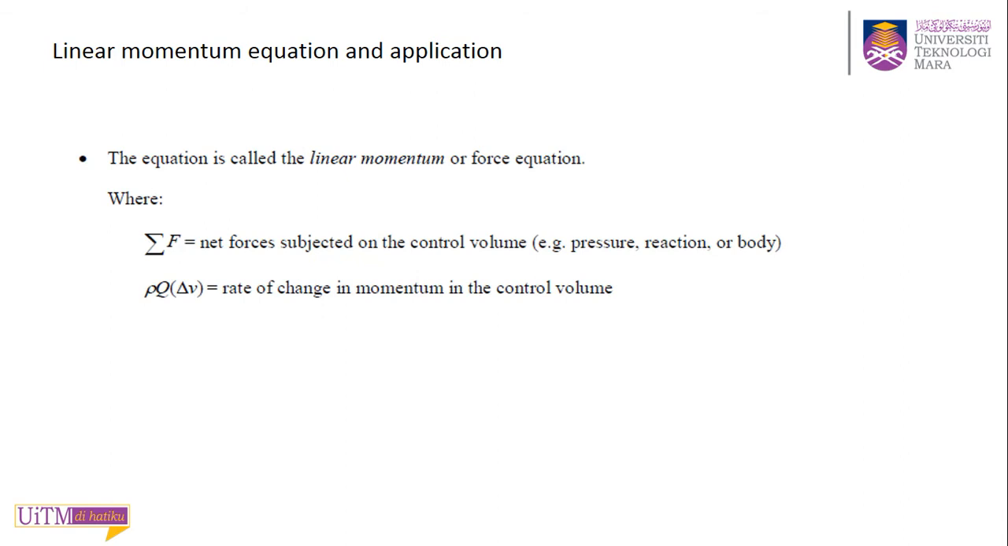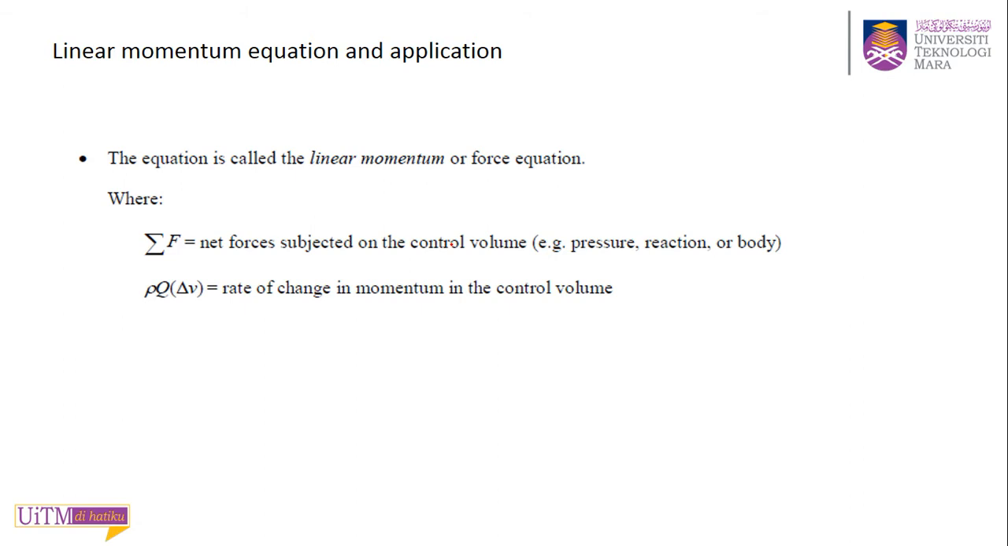This equation is called the linear momentum or force equation, where the summation of F is the net forces subjected on the control volume, whether it's pressure, reaction or body force. And rho Q delta V is the rate of change in momentum in the control volume. So, simple.